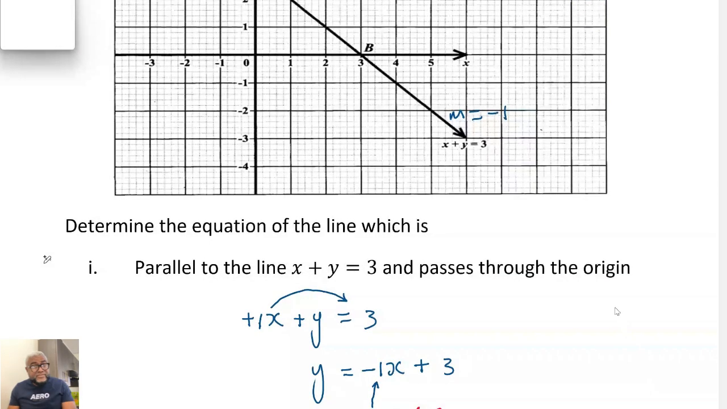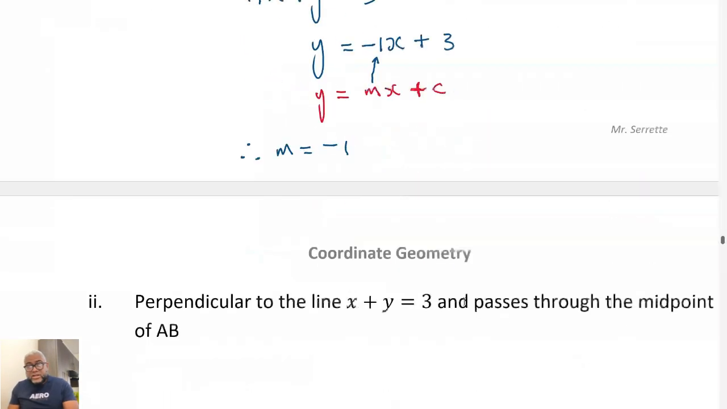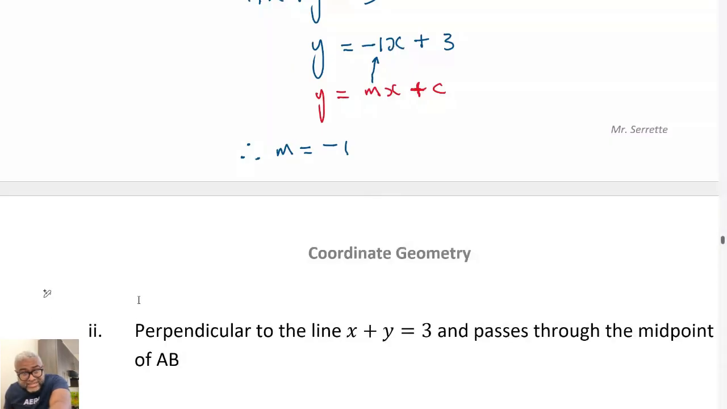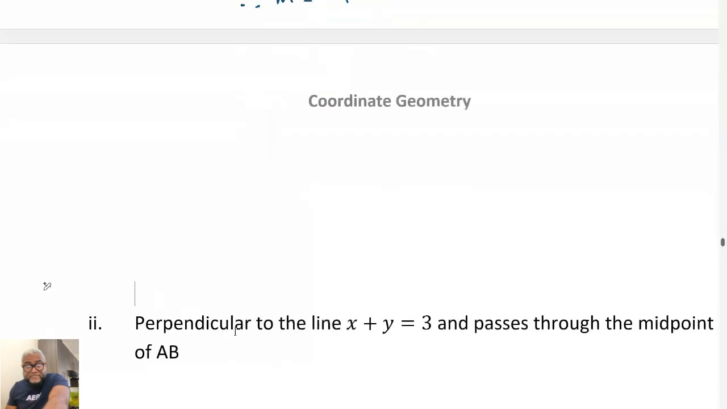Guys, 0, 0. 0, 0 is your origin. So you have a coordinate on the line because they're telling you it passes through the origin. All right? So we have the gradient, because the gradient of two parallel lines will be the same, and we have the coordinates of a point on the line.